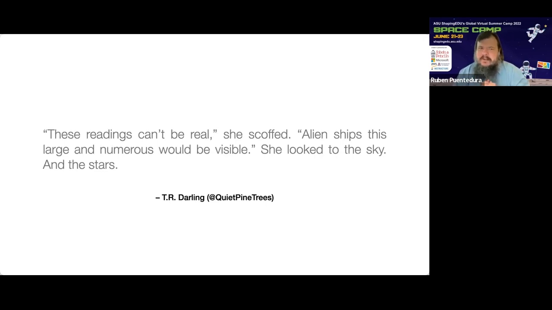"These readings can't be real," she scoffed. "Alien ships this large and numerous would be visible." She looked to the sky and the stars.